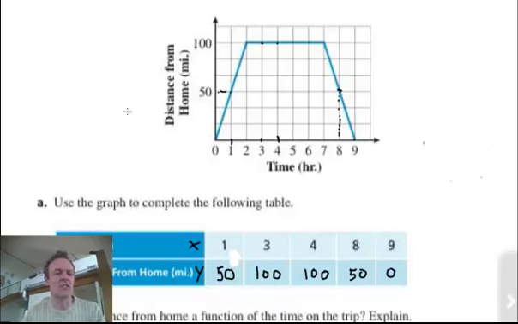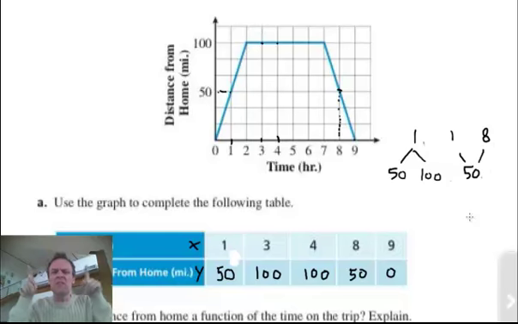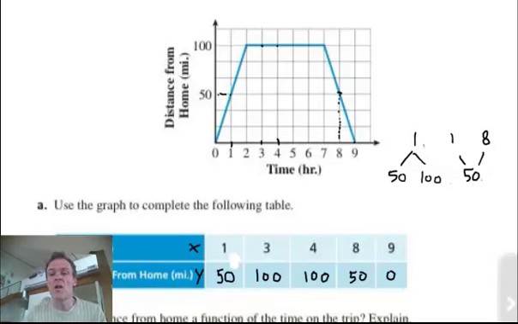Have a look at some little explanations on this. At 1 hour, I cannot be 50 miles away and 100 miles away. That makes no sense, that's ridiculous. But at 1 hour I can be 50 miles away, and at 8 hours, that's okay. Look at the visuals on that. At 1 hour, I can't be two different distances, but at these two different times, I can be the same distance away. After 1 hour and 8 hours, I can be 50 miles away. That's okay.